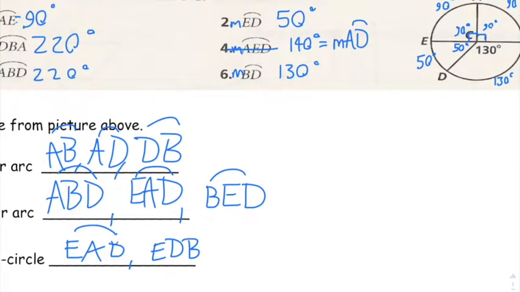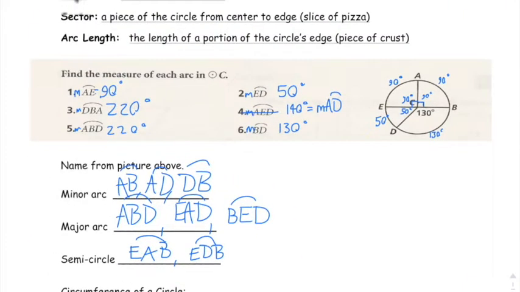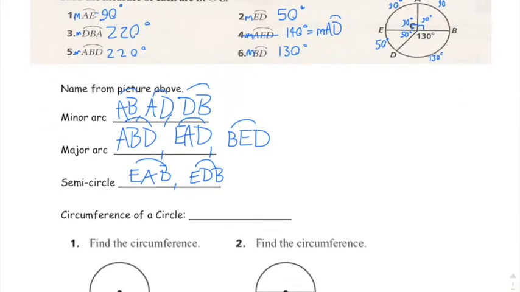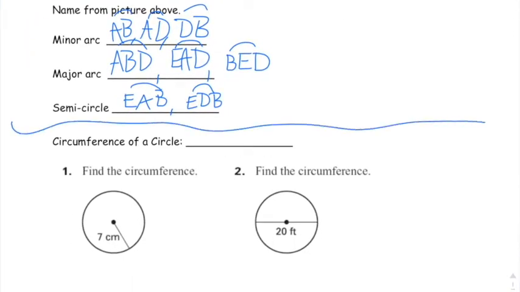Actually, it should have been EAB, I'm sorry. So EAB and then EDB. Those would be semicircles. One's the top and one's the bottom. So, anyways, next couple here, we're going to talk about how to find the arc length.